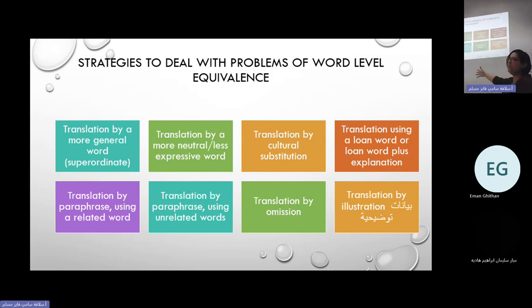Translation by paraphrasing, لإعادة صياغة, using the related word. Translation by paraphrase using the unrelated word, ولكن they give the same meaning. Okay? Translation by omission, we take out everything. And translation by illustration, نستخدم بيانات توضيحية, لا نشرح عن الكلمة اللي مش موجودة عندنا.